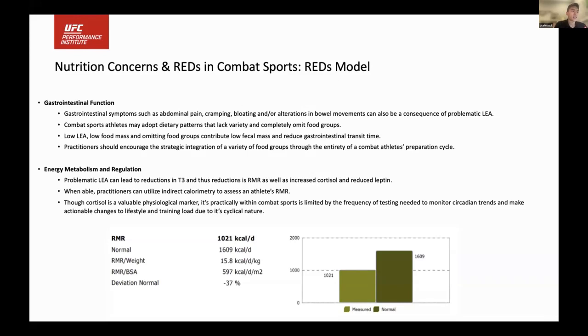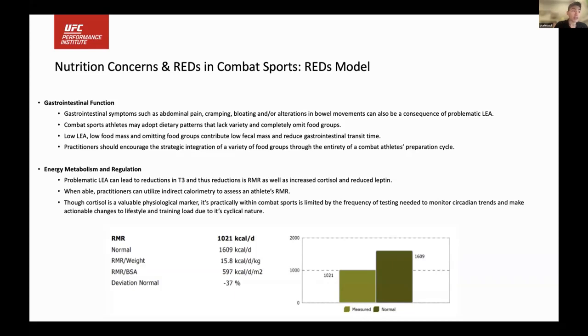Problematic LEA can also lead to reductions in T3, as Sean mentioned, and this manifests in reductions in their resting metabolic rate, as well as increased cortisol and reduced leptin. When able, practitioners can utilize indirect calorimetry to assess an athlete's resting metabolic rate. The benefit of RMR is it can be easily integrated as part of an athlete's anthropometric check-in. Biochemical tests to screen for T3 thyroid function are also valuable tools.